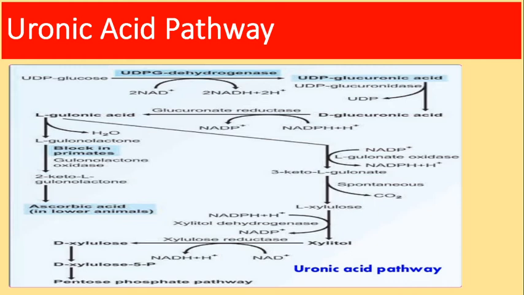Then this D-xylulose will enter the HMP pathway for its further metabolism. It can be converted into oxalate, it can be catalyzed into oxalate, or it can enter into the HMP pathway also. So this is the pathway of uronic acid, or formation of glucuronic acid.